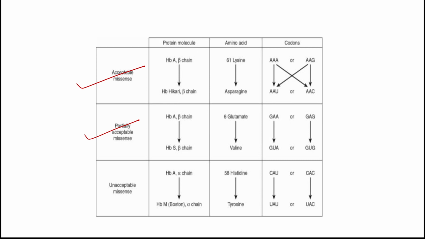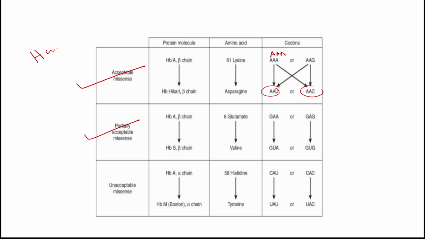Right. Now, here I have taken this from Harper's Illustrated Biochemistry book. There is this codon with three A's which has undergone a certain change to form either AAU or AAC.